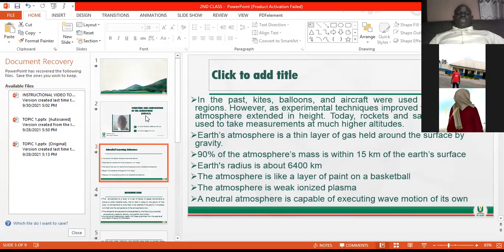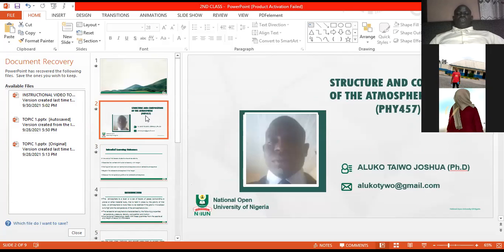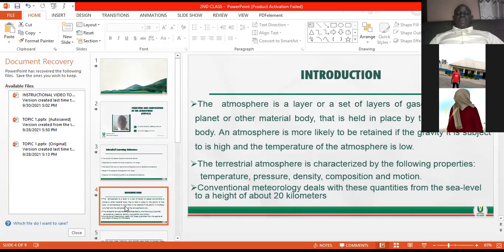We are discussing the structure and composition of the atmosphere. And I said that the atmosphere is a layer of gases surrounding a planet or other material body that is held up in place by the gravity of that body. So an atmosphere is more likely to be retained if the gravity it is subjected to is high and the temperature of the atmosphere is low.